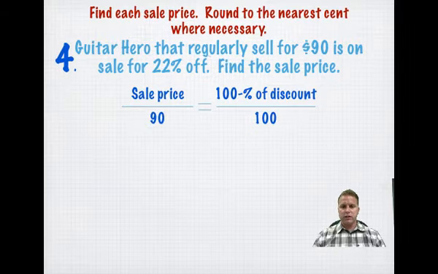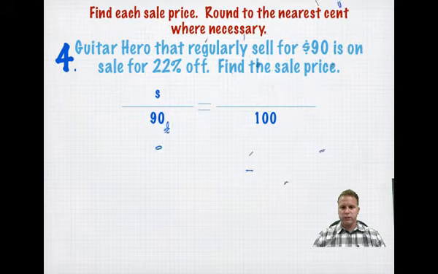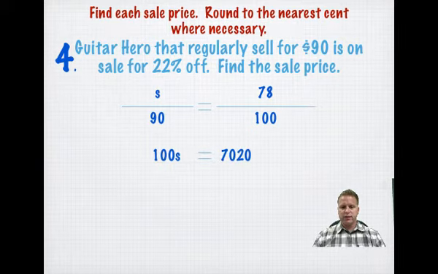So we have $90. Our variable S for sale price. 100 minus the percent of discount, so 100 minus 22 is 78. We're going to cross multiply, which means 100 times S and 90 times 78. So we'll get 100S and 90 times 78 is 7,020. Divide by the number next to the variable. In this case, it's 100.